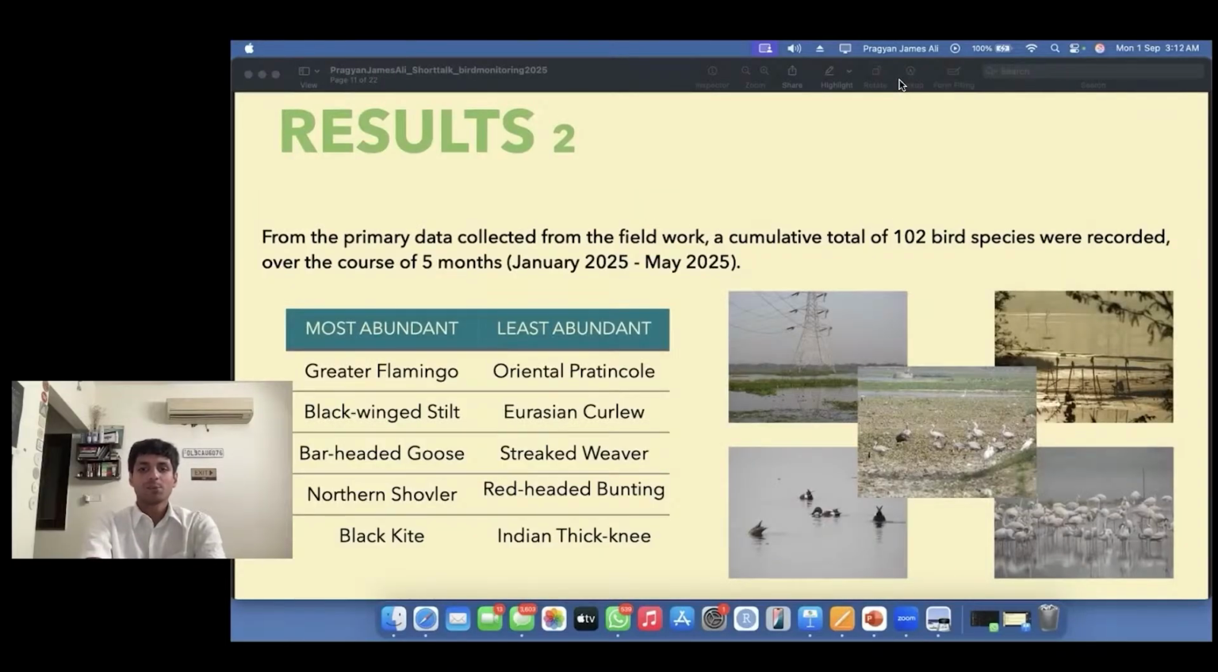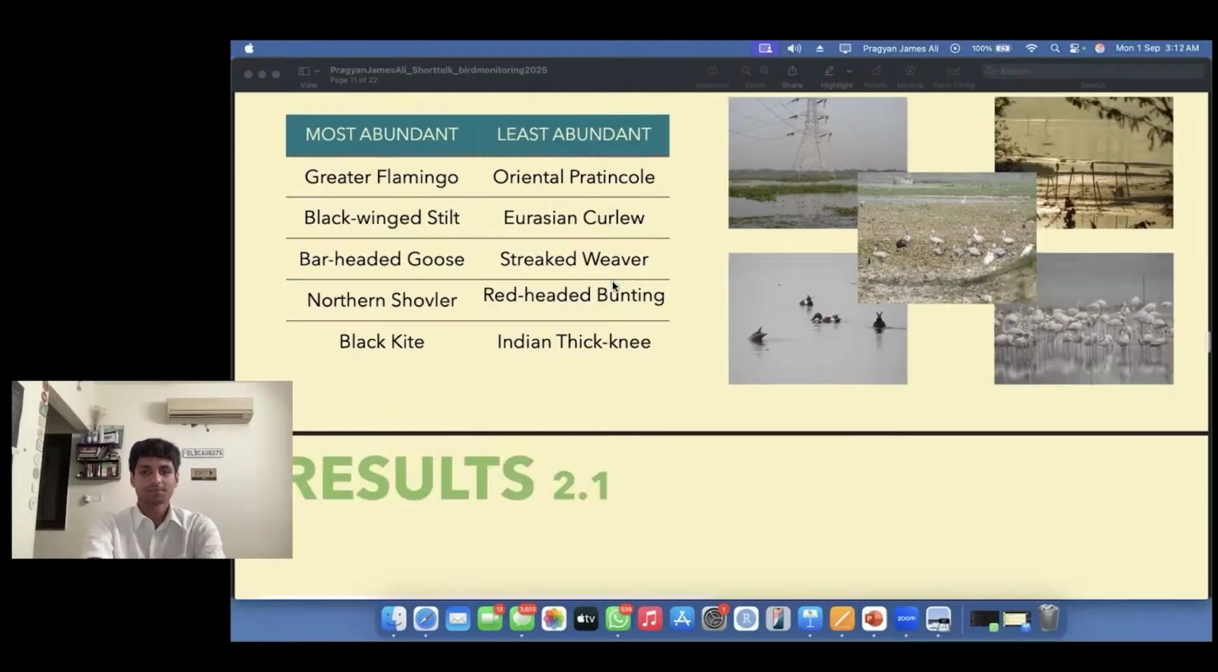Coming to the results of Objective 2, the primary data that I collected recorded a total of 102 birds during the course of 5 months. The most abundant birds were the greater flamingo, the black-winged stilt, the bar-headed goose, the Northern shoveler, and the black kite. The least abundant were the oriental pratincole, the Eurasian curlew, the streak fever, the red-headed bunting, and the Indian thick-knee.